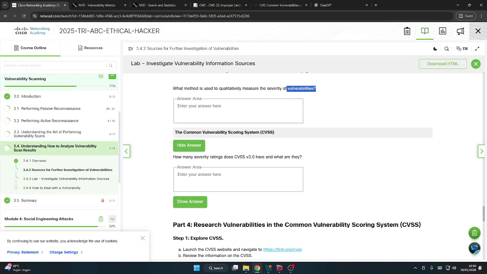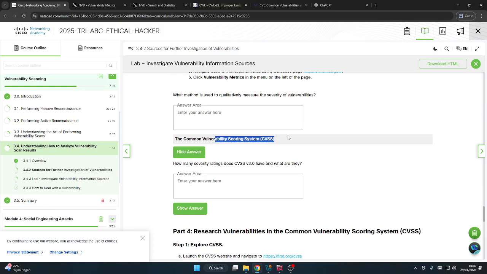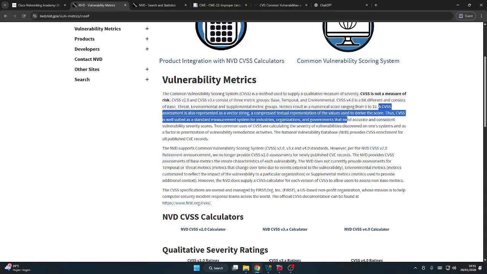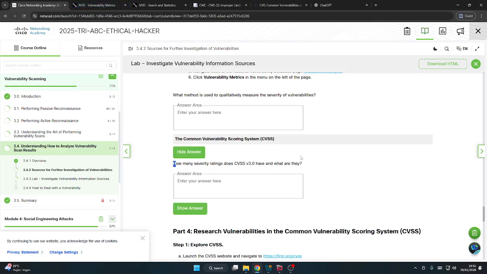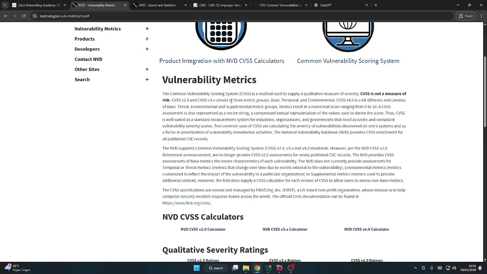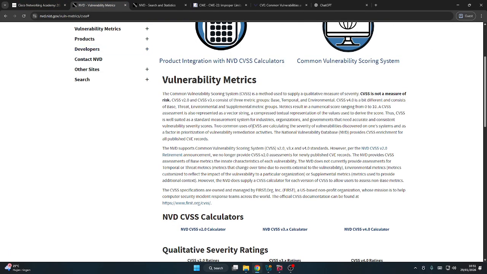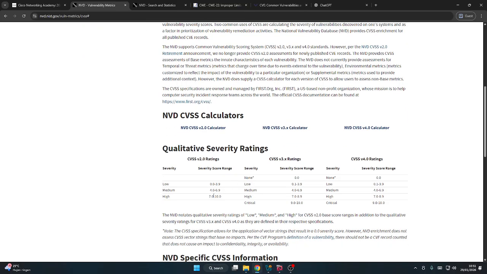So the Common Vulnerability Scoring System (CVSS), like this, a CVSS assessment is also represented as a vector string, a textual representation of the values used to derive the score. How many severity ratings does the CVSS have? Three... oh, five. Oh yeah, here: none, low, medium, high, and critical.